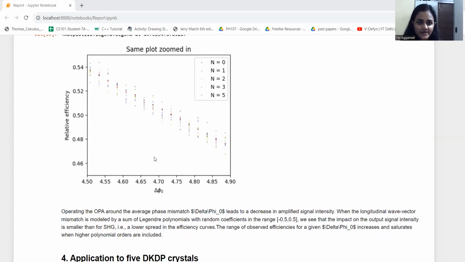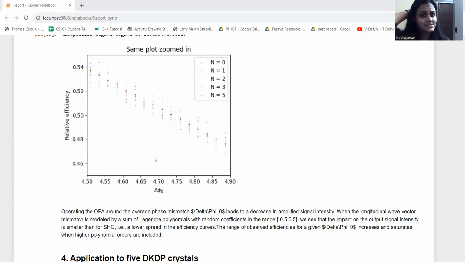So this is our analysis for the variation in relative efficiency for the same three parameters, that are rho, sigma, and delta phi naught, for the case of OPA. The basic differences which we notice here are that first, the minima is not necessarily obtained for the n equal to 0 case. In fact, in some cases, the minima for the other values of n can lie below the n equal to 0 curve, which means they might give a lower efficiency than the n equal to 0 curve, which is the constant wave vector mismatch.